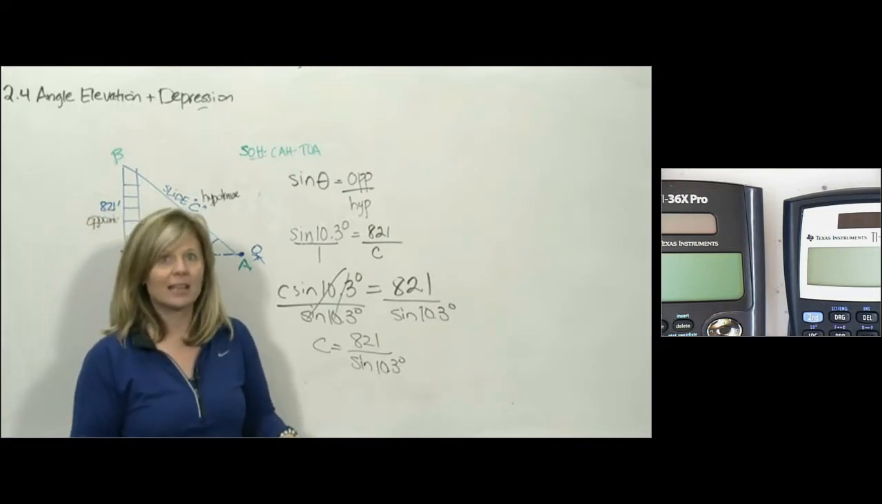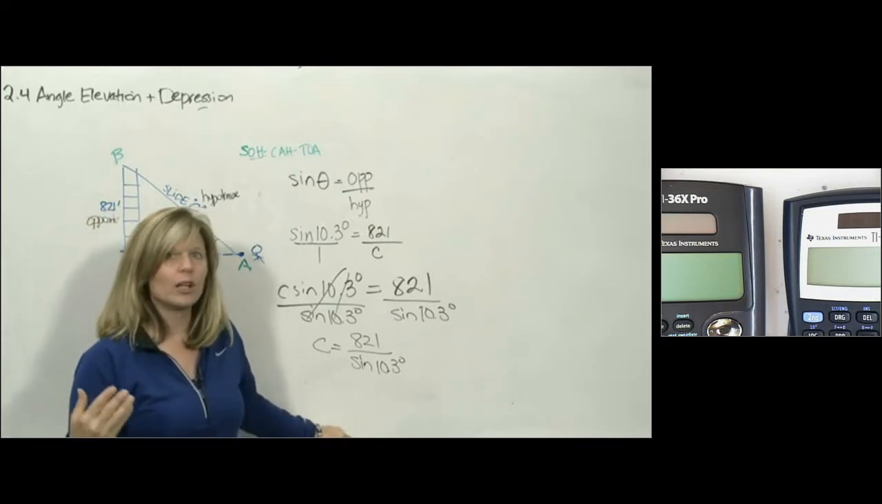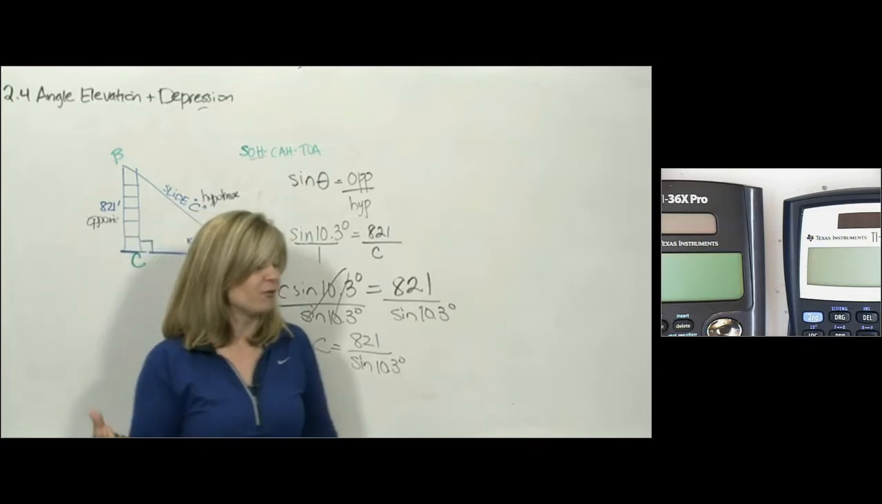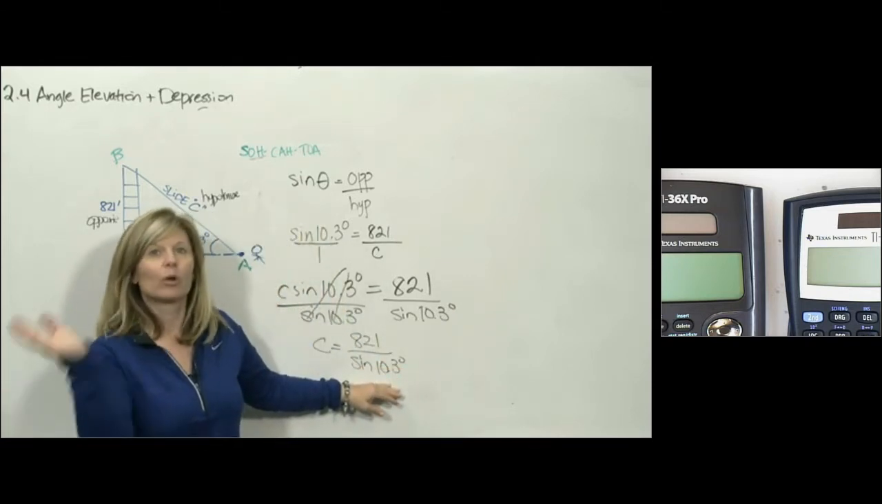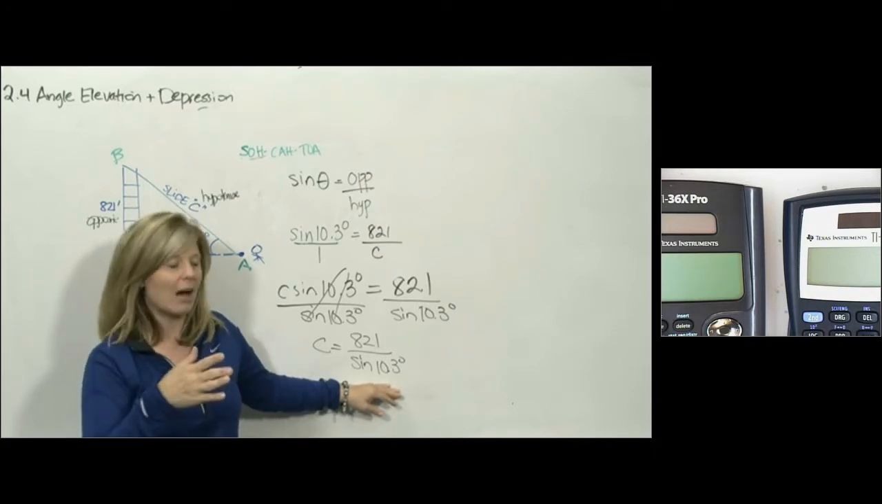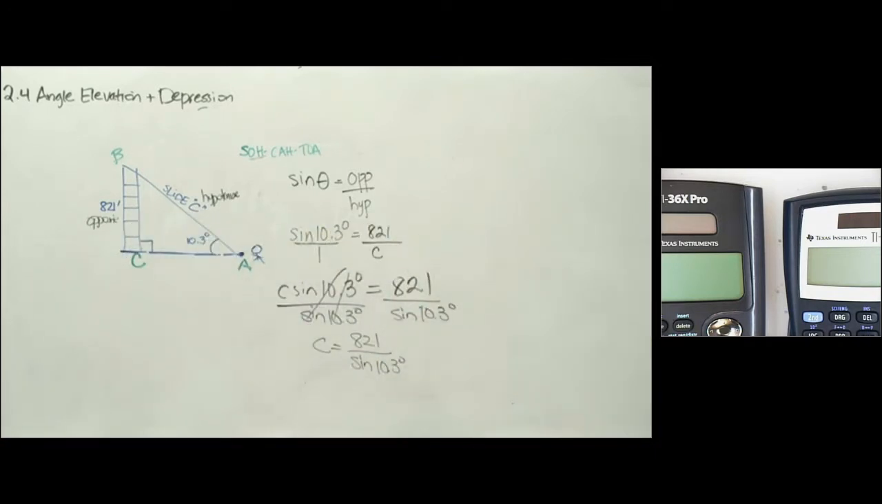But now you can't leave it like that. Because first of all, in the word problem, it said round to the nearest foot. So we got to get this as an actual number. So now I'm going to walk over, we're going to get out our calculators. Okay? So listen to me. It doesn't matter whether I use my Pro or my TI-30. What mode do we have to be in? That's right. We have to be in degree mode.